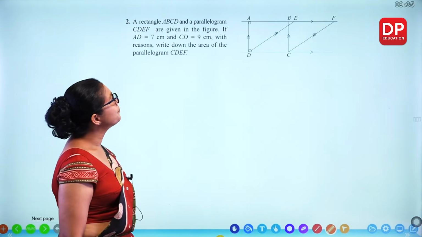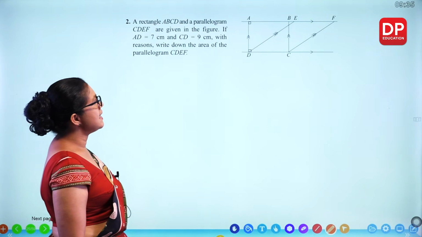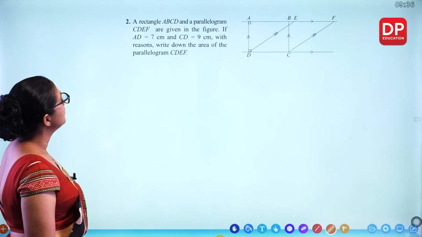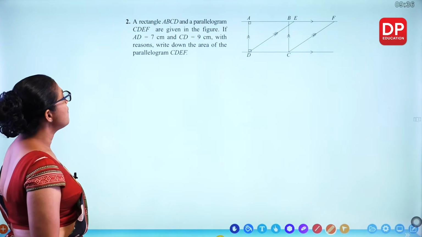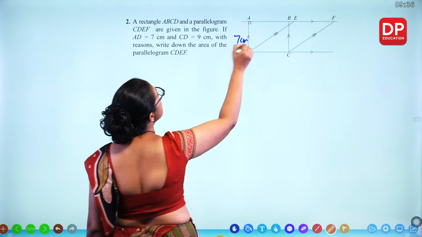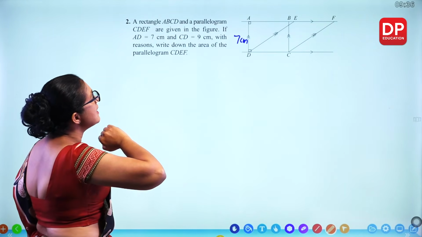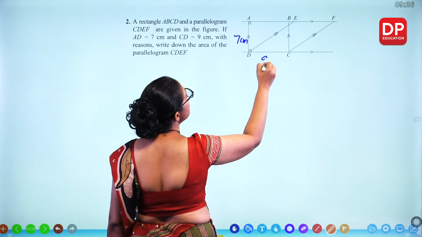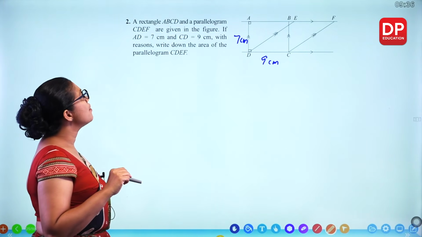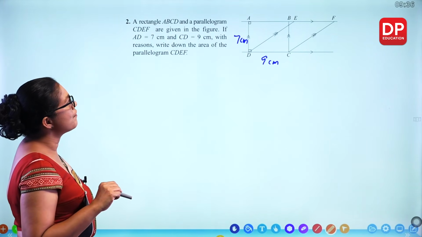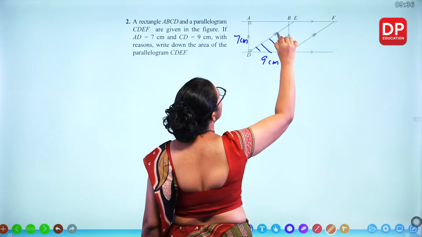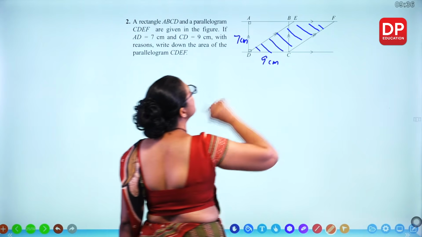Question number 2. A rectangle ABCD and parallelogram CDEF are given in the figure. If AD is 7, this length is given 7 centimeters, and CD is given 9 centimeters. With reasons, write down the area of the parallelogram CDEF. CDEF, this area we need.